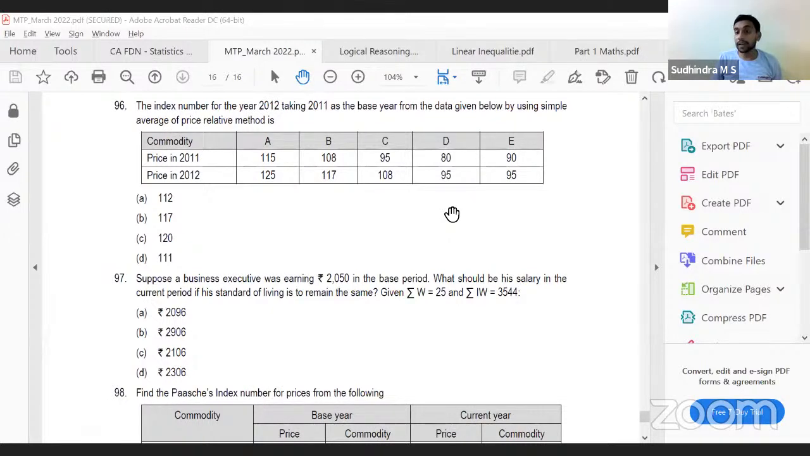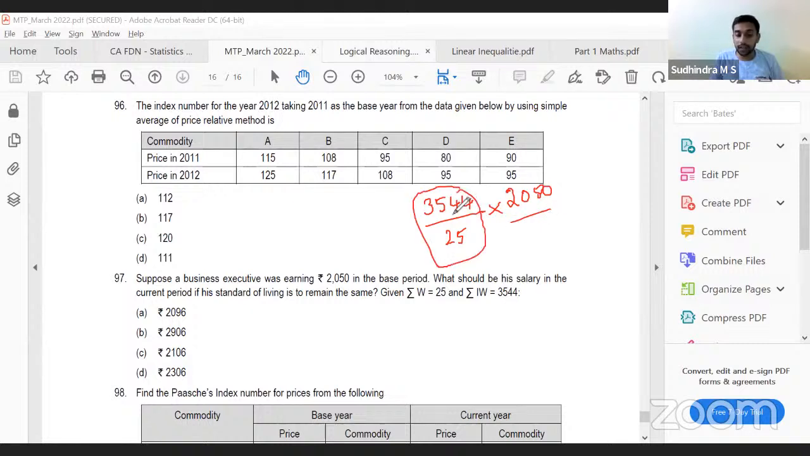So here we have to apply that deflation concept. How did we get that? 3,544 divided by 25. We get the basic value of current year into 2050, the base period price. So this is the inflated index number.